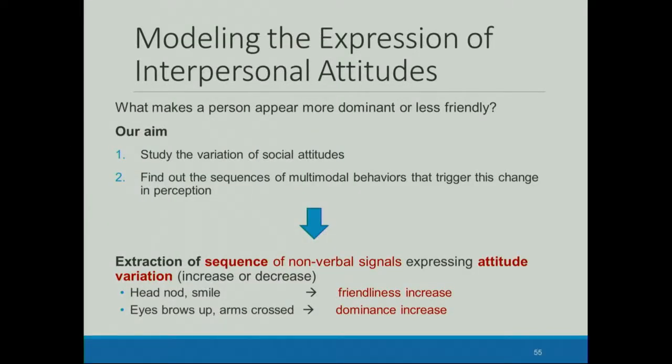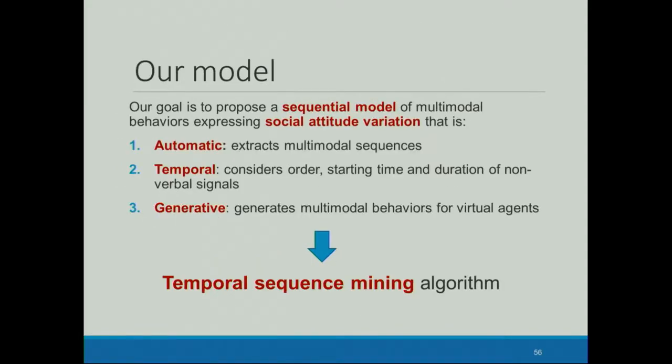For example, using a head nod, smiles, and different torso leanings will increase the perception of friendliness, while eyebrows up and arm cross may increase the notion of dominance. So what we propose is to create a sequential model of multimodal behaviors expressing social attitude variations. And this model should be automatic, so that we extract the multimodal sequences automatically. It should have temporal capability, so it considers the ordered starting times and durations of the nonverbal signals. And it should be generative, so it generates nonverbal behaviors for the virtual agent.